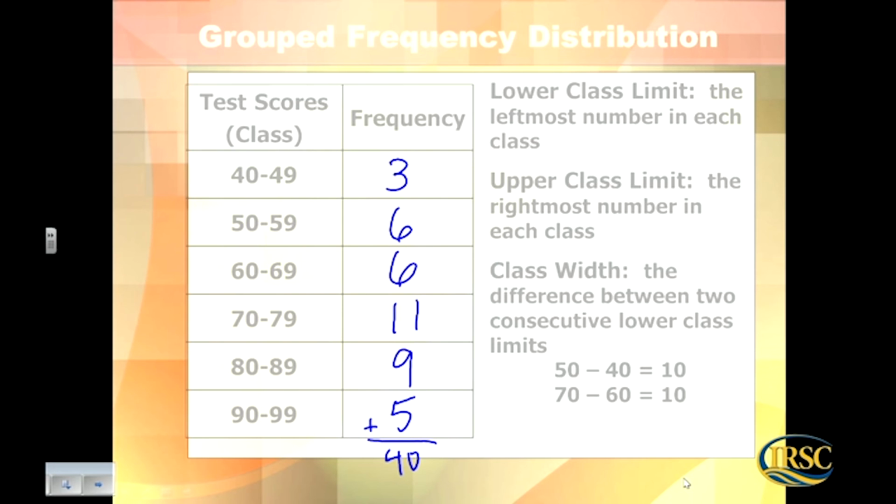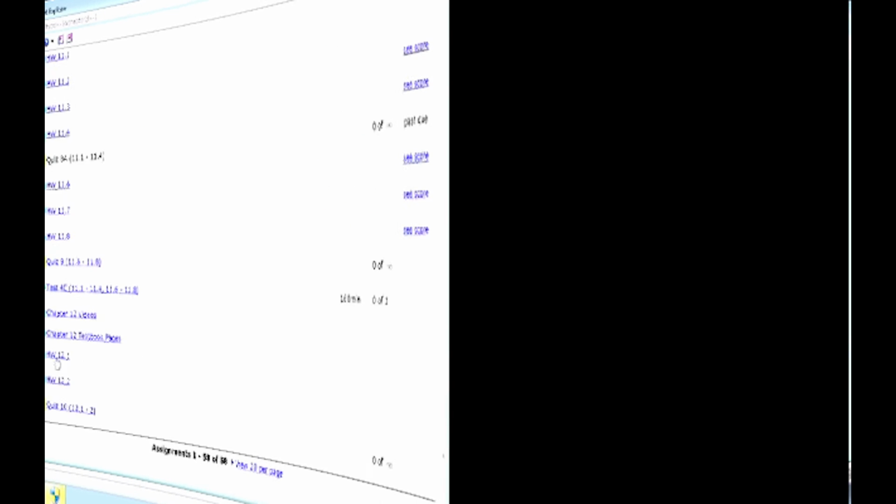We could have listed our numbers individually and had a class width of 1. But again, that chart would have been really long, going from 43 all the way to 99 or whatever it was. So the best thing to do is to group your numbers appropriately to have a nice chart that gives you enough information. So the class width for this one is 10. Now we're taking a look at 12.1.